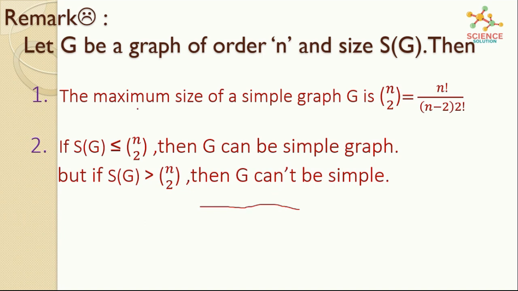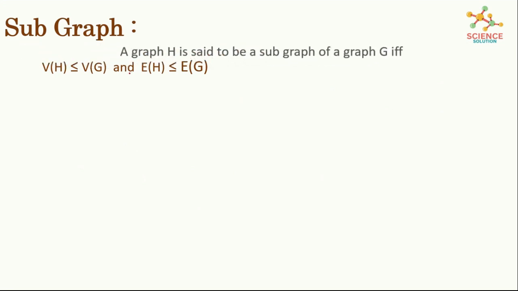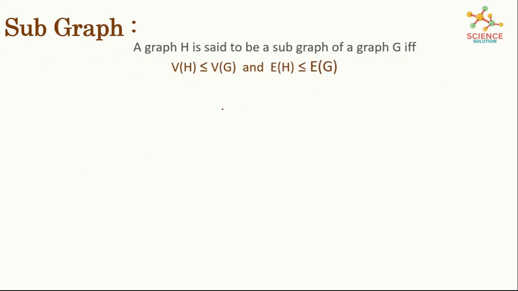Subgraph. A graph H is said to be a subgraph of a graph G if and only if V of H is a subset of V of G and E of H is a subset of E of G. This means that the vertex set of graph H is a subset of the vertex set of graph G and the edge set of graph H is a subset of the edge set of graph G.